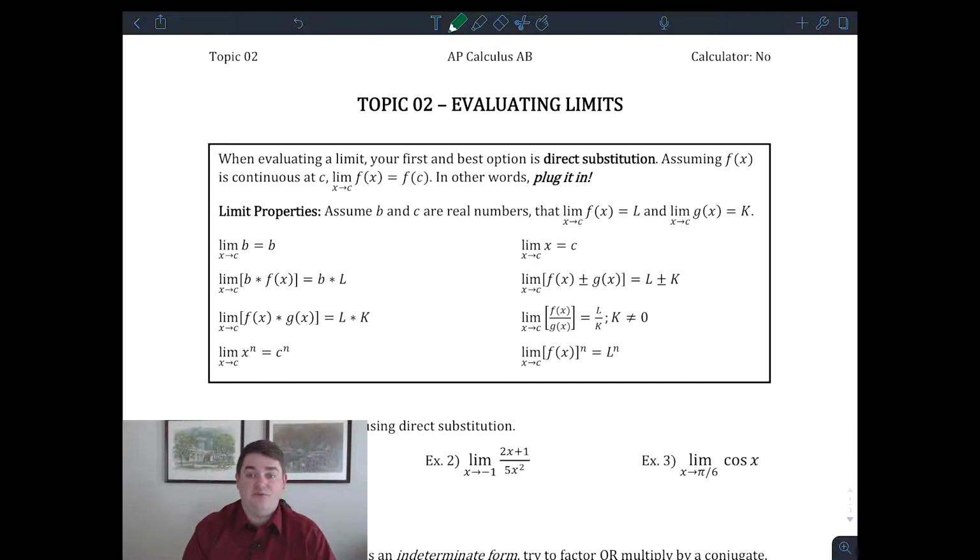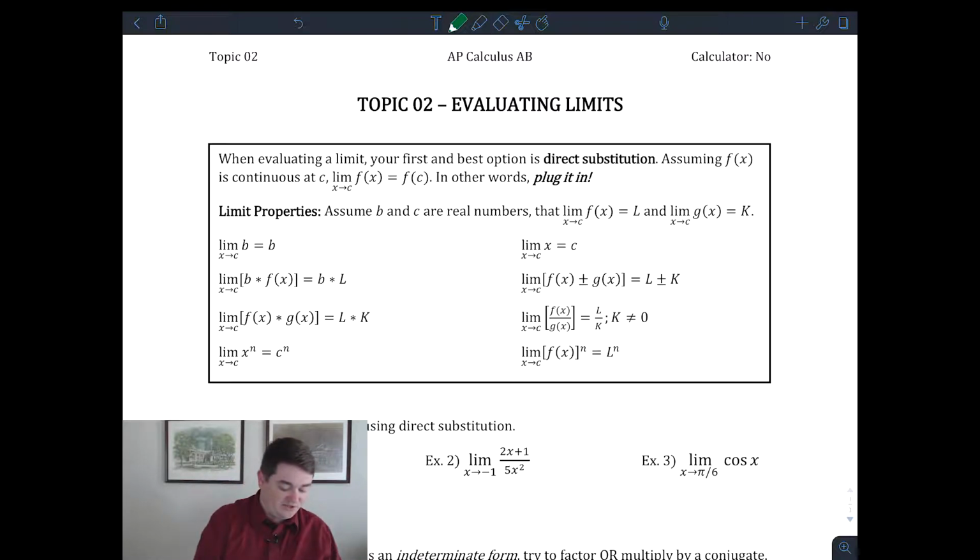The way you do that is with what we call direct substitution, which means if you have a limit, take the value of x that you're approaching, plug it in, and if you get a value, great, the limit exists, that's your answer. If you don't, if you get 0 over 0 or something weird like that, you might have to do a little bit more work.